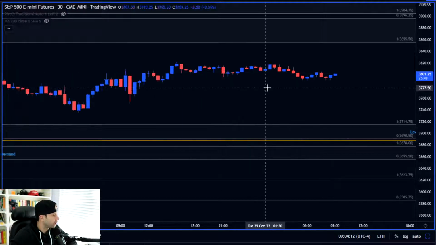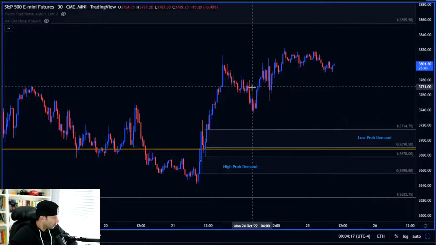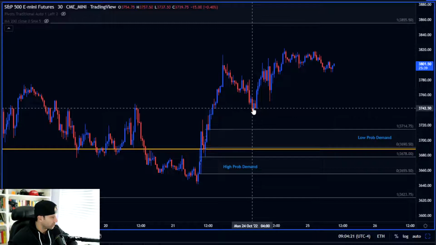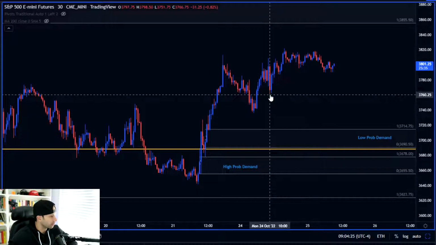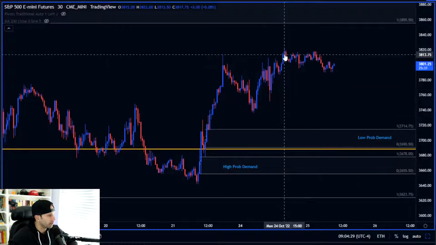Regarding yesterday's move, it was a bit choppy. I understand it moved to the upside, but not much. Like this was the open, and then after the open, we just stayed in this range.